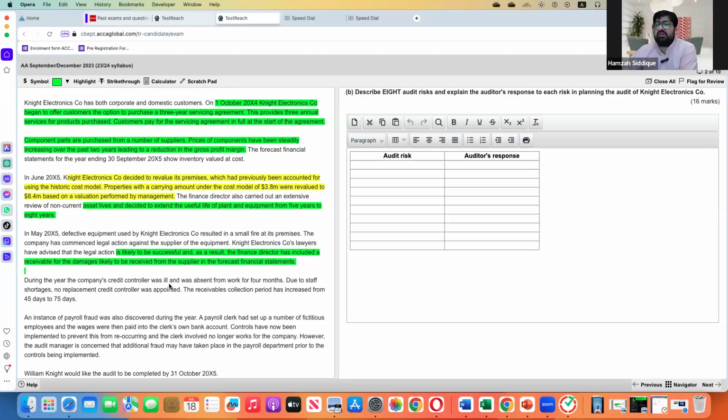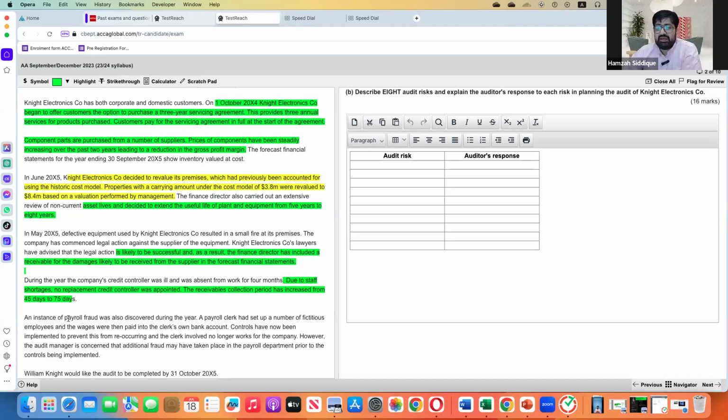During the year, the company's credit controller was ill and was absent from work for 4 months due to shortage of staff. No replacement credit controller was appointed. The receivable period has increased from 45 days to 75 days. No replacement controller, so 2 points are there. The credit controller was absent, and the receivable collection period has increased. This is an analytical procedure. Receivable days have increased.